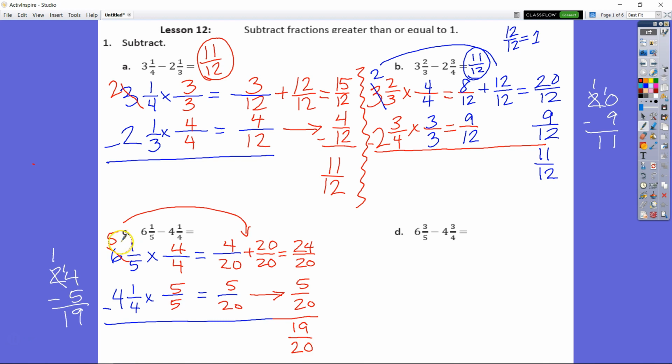No, we are not. So now I have 5 wholes minus 4 wholes equals 1 whole. So my answer is 1 and 19 twentieths. All right, moving on to D. I have 6 and 3/5 minus 4 and 3/4.